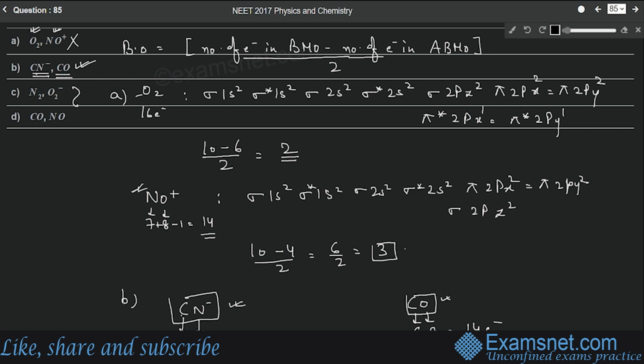Similarly, you can check for options C and D also. They will also not have the same bond order. So the only correct answer will be option number B.